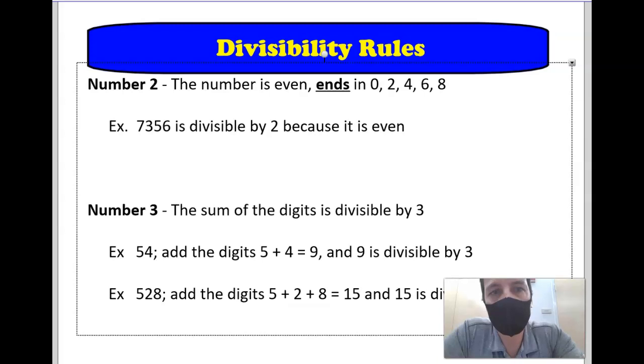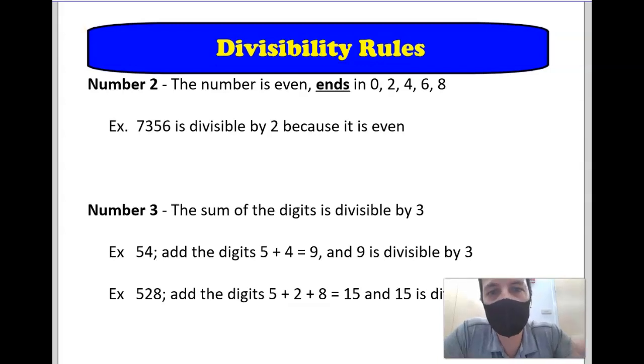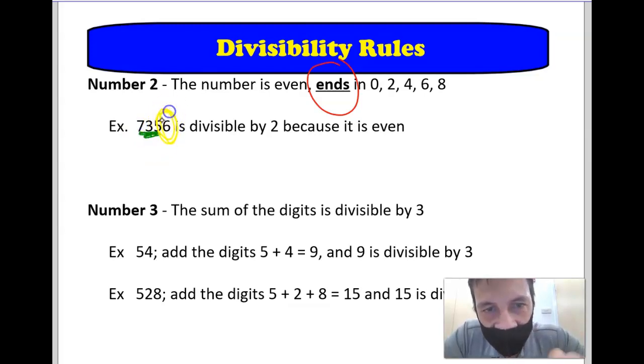The divisibility rule for the number 2 is if the number is even. That means it ends in 0, 2, 4, 6, or 8. So this number 7,356 is divisible by 2 because it's even. Notice it doesn't matter that it has odd numbers in it. All that matters is what's that last digit? It's 6. So because that's even, the whole number is even.